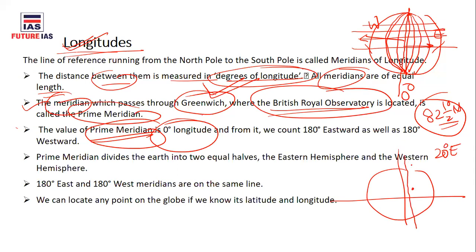So if this is 10 degree and this is 20 degree, and this is one meridian and this is another set of meridian, then this would be lying on this 20 degree east longitude. So that is 20 degree from the prime meridian. So we count basically up to 180 degree eastward.